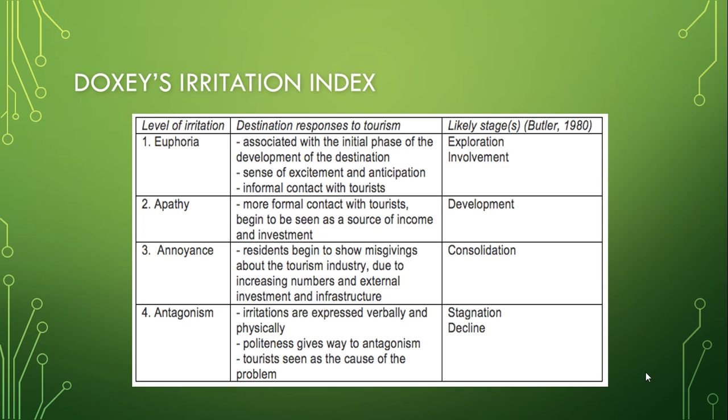Here we look at Doxey's irritation index. This has to do with attitudes and how attitudes change in relation to the development of tourism in an area. On the left, we have the different levels of irritation. We have a description of what the local attitudes would be, and on the right, it tells us the level that is connected to. So in the beginning, as I mentioned before, this would be a period of excitement. You find there will be little irritation at this level.